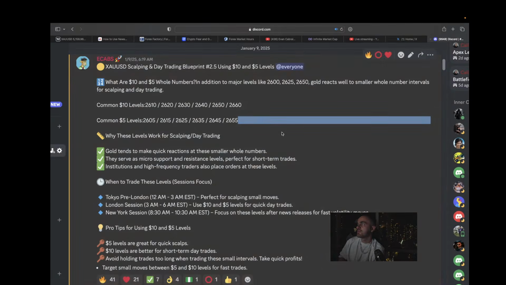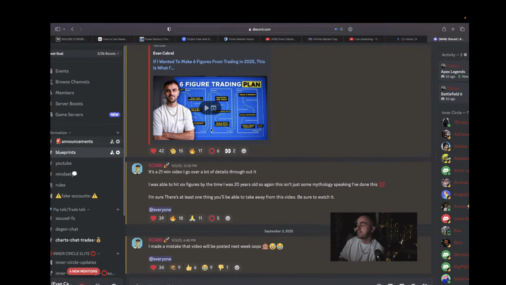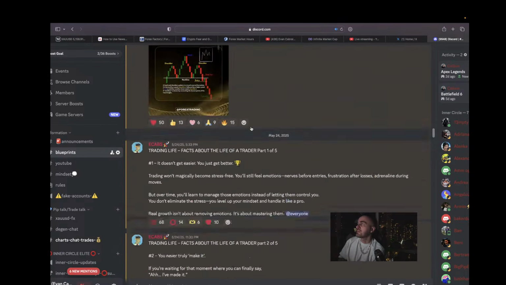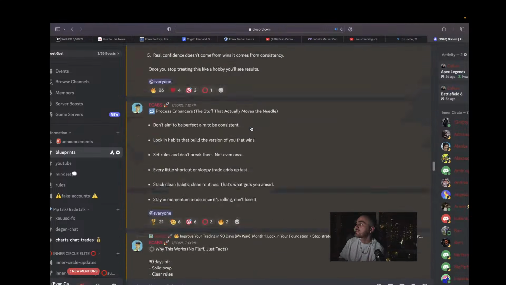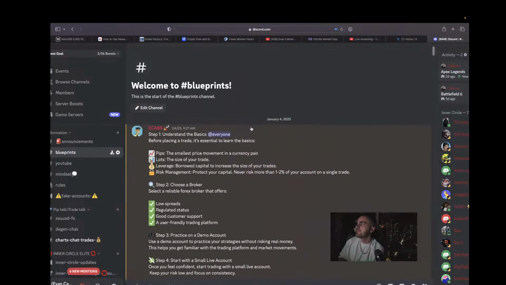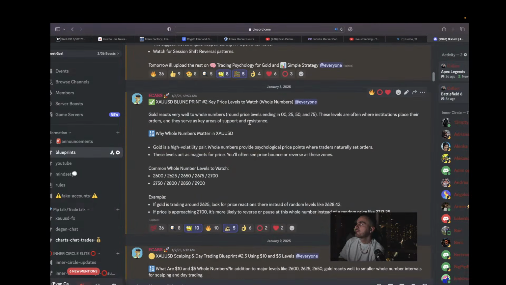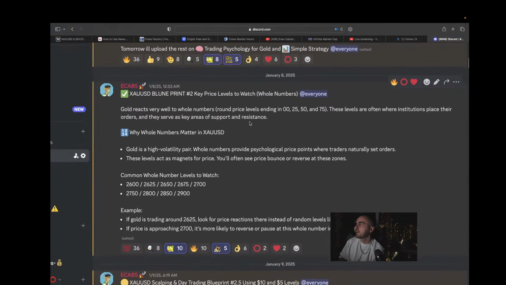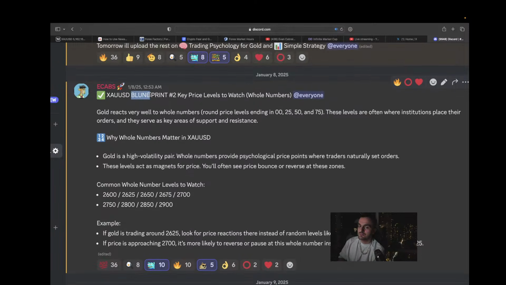If you're in the Discord and you scroll way back to this thing that says blueprints, you gotta scroll a bit to find it. Not too much, to be honest. So here's what I'm talking about right now. Where is it? Should be up here, kind of at the beginning, maybe. Oh, there we go. There it is. The balloon print. So that right there: key price levels to watch on gold.